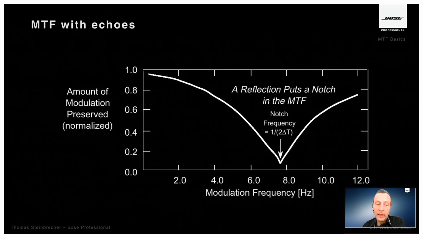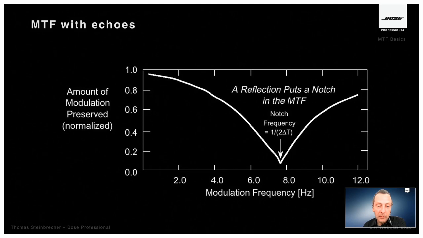Before we listen to that, here's the MTF, typical with echoes. In this case, there is no constant reduction. There is no low-pass filter. In this case, it introduces a notch filter into the MTF. So if we have an echo in the system, it will lead to a situation where at certain modulation frequencies, we have almost zero modulation preserved, and then the modulation may increase again for higher modulation frequencies.